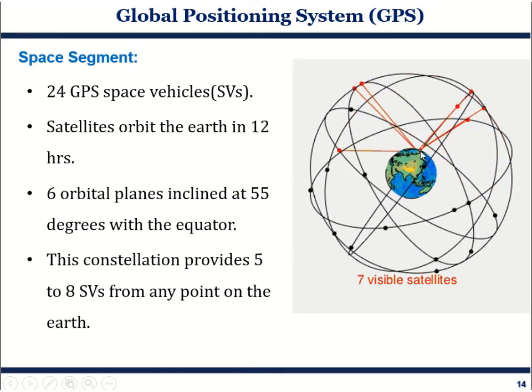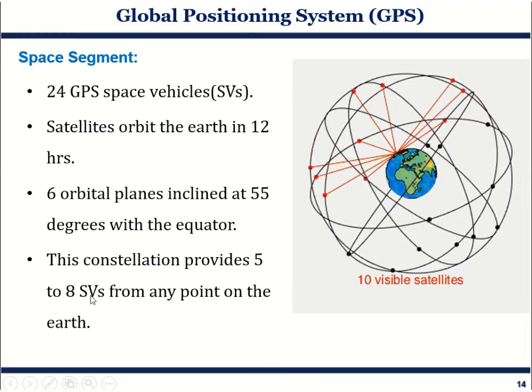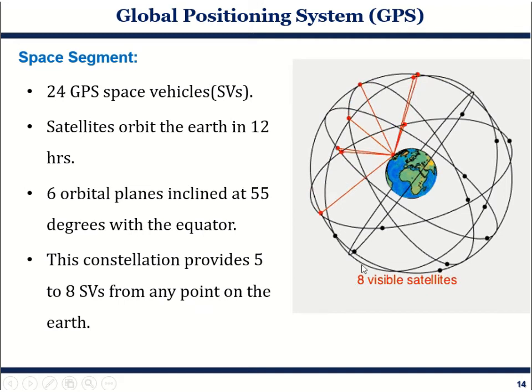At a point, you can see here with the red lines, there are space vehicles which are active or which could send or receive data at a time. There are 5 to 8. The constellation provides 5 to 8 space vehicles from any point on the Earth. The visible satellites keep changing from time to time, which is 6, 7, or 8. So you can understand what space segment is: the satellites which are in motion and which are always getting connected to a particular point on the Earth.